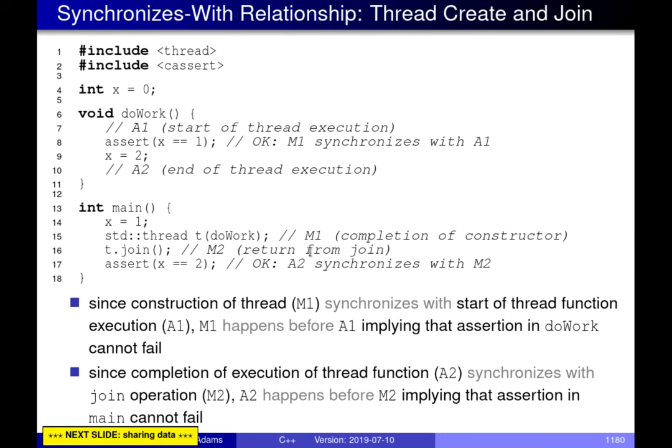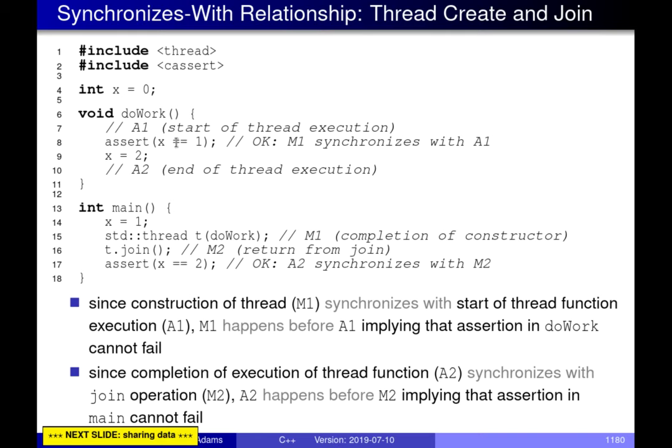So because M1 happens before A1, any state changes that happen before this point, including this assignment to X, must happen before A1 occurs. And since this assignment must happen before this assertion is checked, when we do the assertion check, X must be equal to 1, because this point in the code happens before the point where we're checking this assertion, in terms of happens-before relationships.